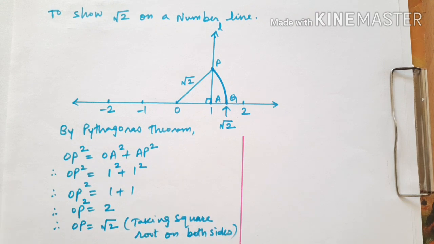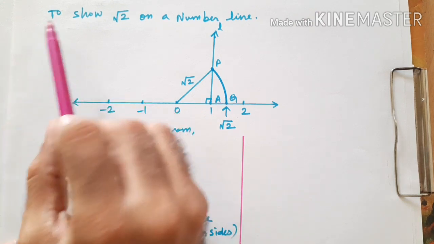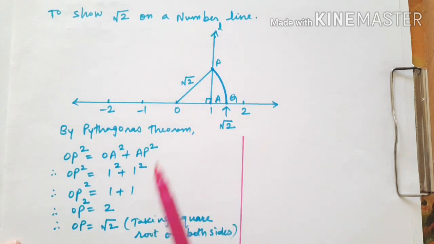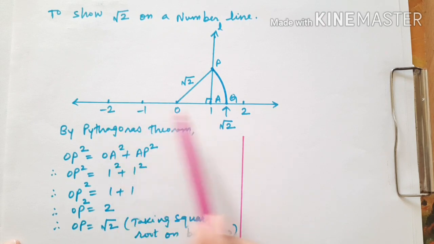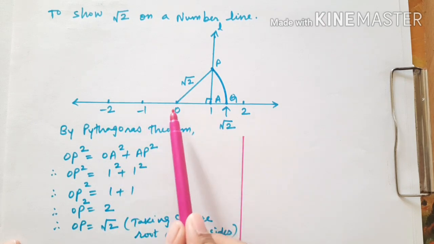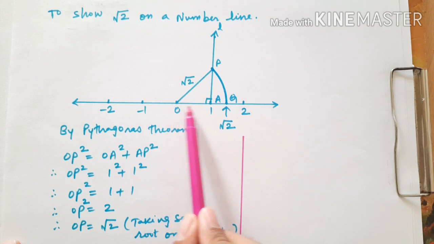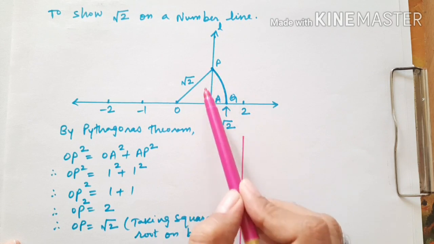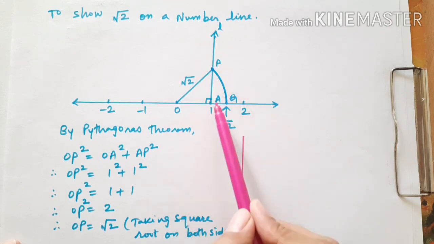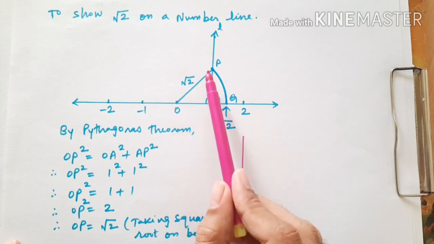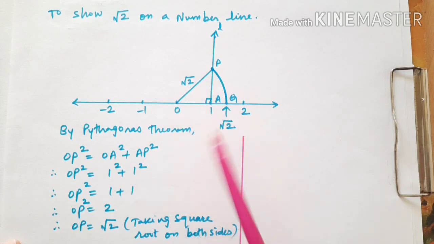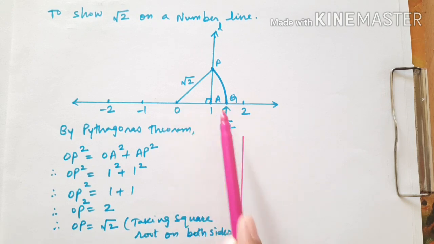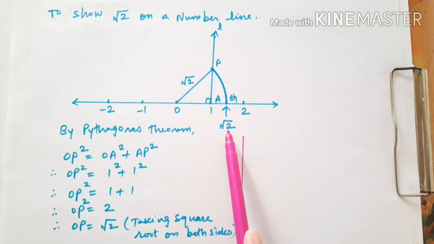Dear students, in the last video we saw how to show root 2 on a number line. For that we drew a number line and we took 1 unit distance on this number line and 1 unit distance on this perpendicular ray. Then by Pythagoras theorem we found point Q, that is distance OQ, which shows the number square root of 2.